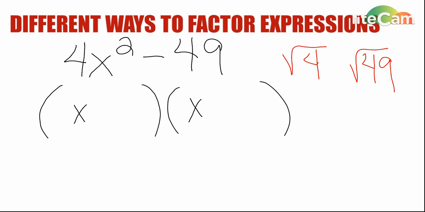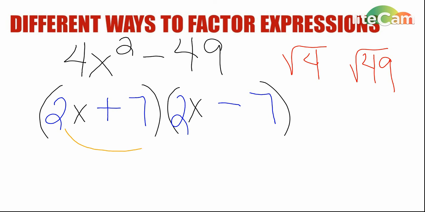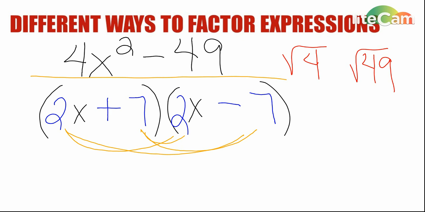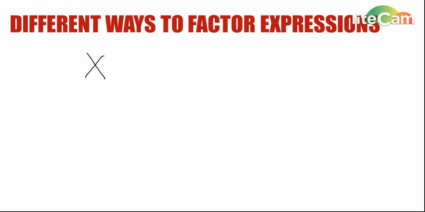I put my x's in the front. Okay, now the numbers that are going to go in the front are going to be whatever the square root of 4 is. So I'm going to put a 2 in the front of both of them so I can make a 4x squared. And the 7 is actually the square root of 49. But remember, one of them has to be positive and one of them has to be negative. Let's check. So it's 4x squared minus 14x plus 14x will give me 0, and that gives me a negative 49 at the end. Okay.